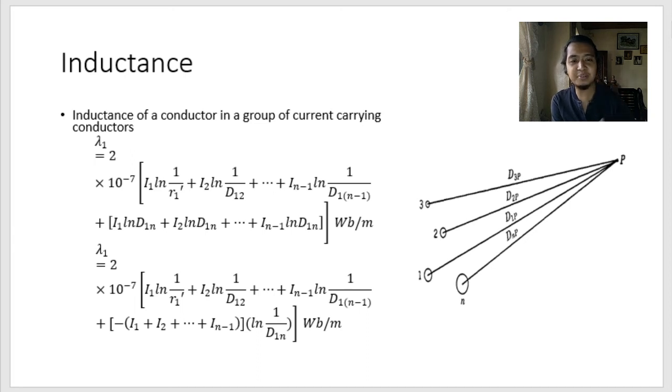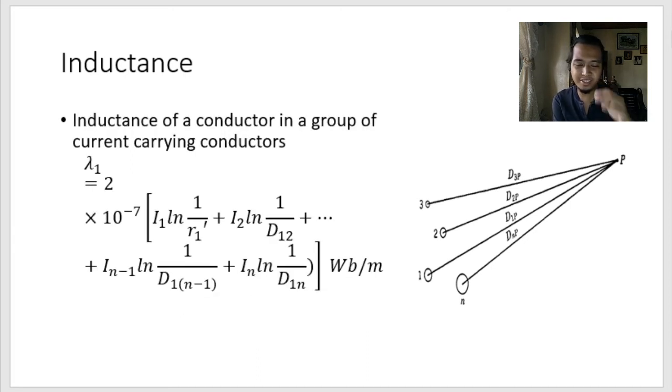So that is where the long derivation led to. The simplest form is I1 ln of 1 over R1 prime, for this conductor. I2, for this conductor, ln of 1 over D12, the distance between 1 and 2. I3, let's make this I3, ln of 1 over D13. So the current here times ln of 1 over the distance between 1 and 3, and so on for however many conductors. So that's for the mutual flux linkage on conductor 1.